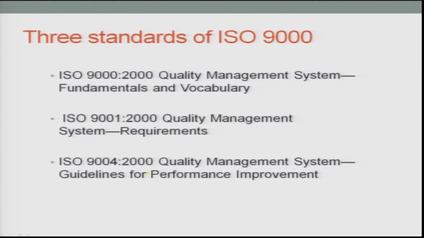The three standards for ISO 9000 are: ISO 9000:2000, which deals with quality management systems, fundamentals and vocabulary. Then ISO 9001:2000 gives you the quality management system and its requirements, and the last one, ISO 9004:2000, gives you quality management systems guidance on how to perform and bring improvement in the whole system.